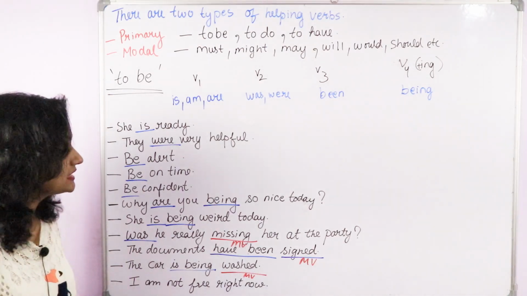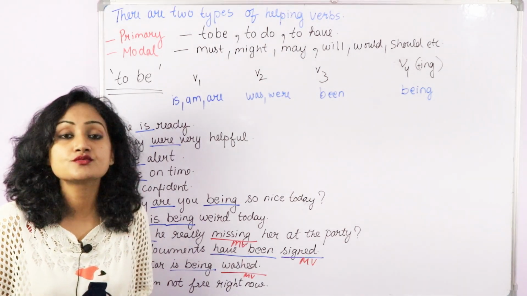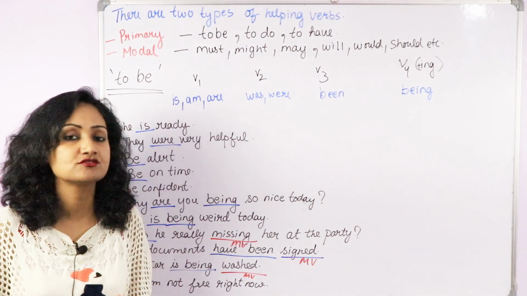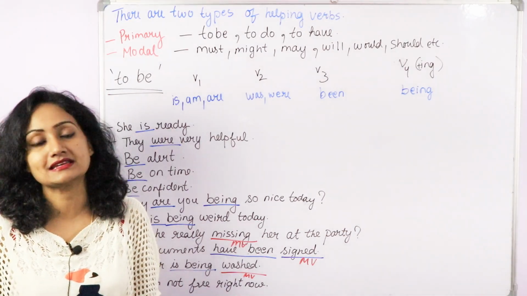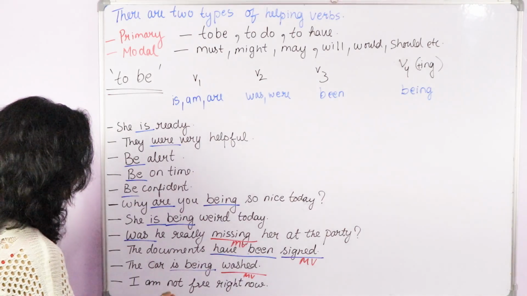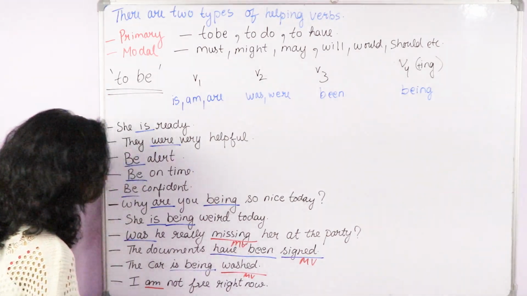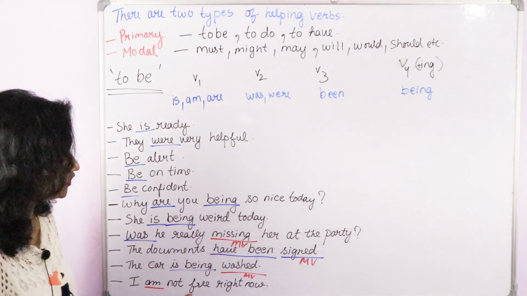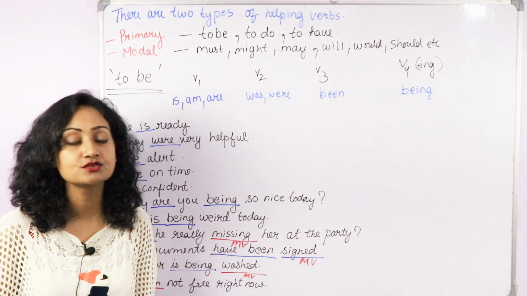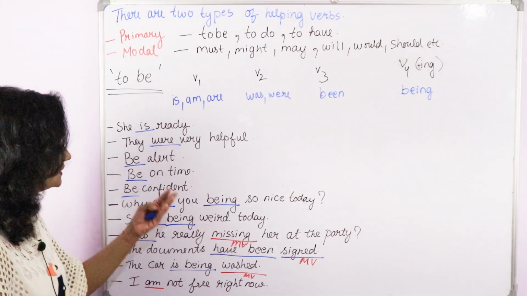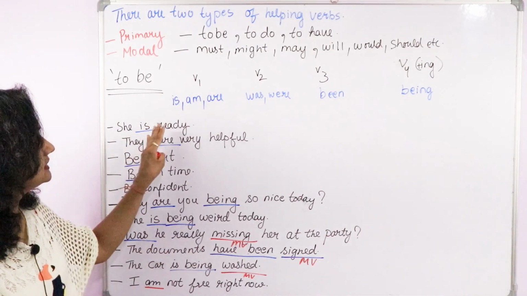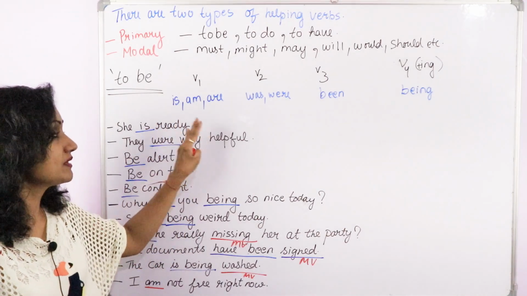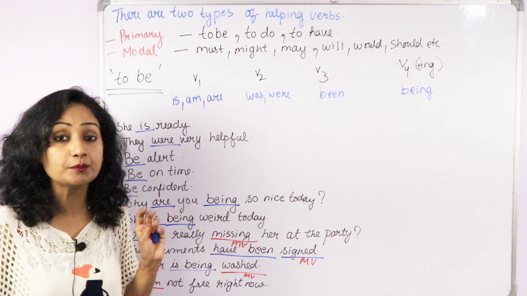I am not free right now. So we only have just one verb in this sentence, that is am. So am is the main verb in this sentence. I am not free right now. I'll meet you tomorrow.